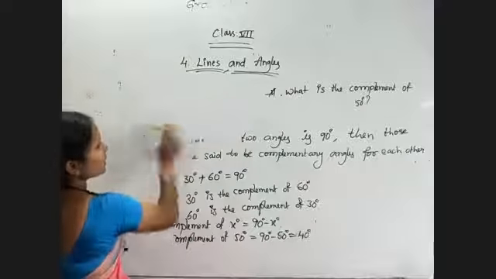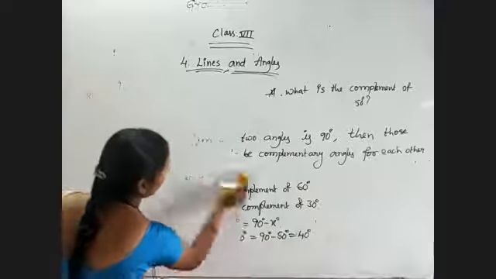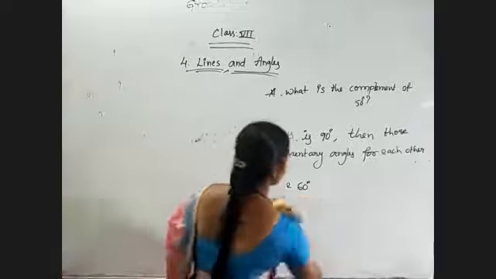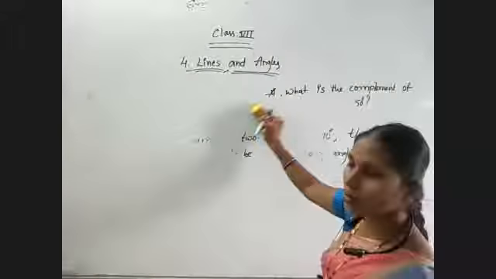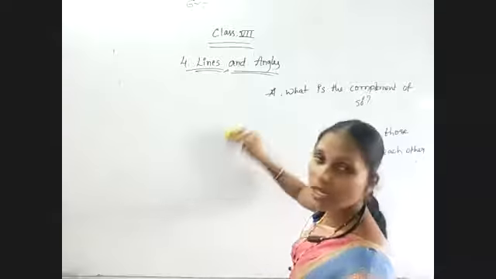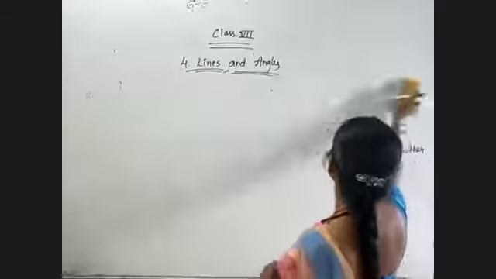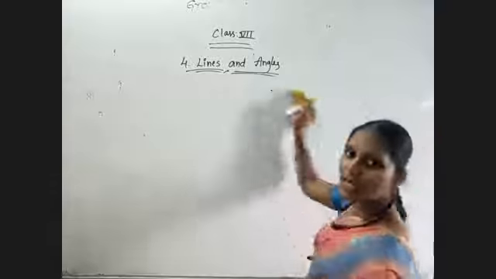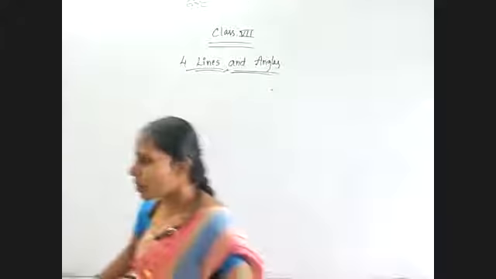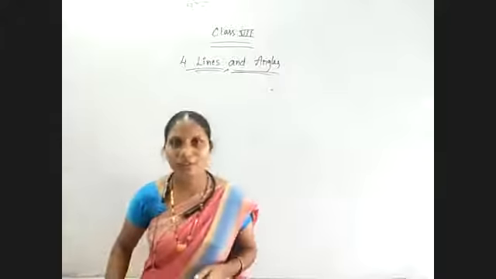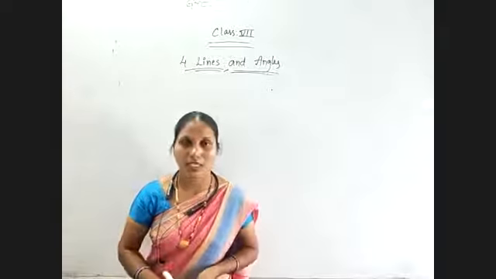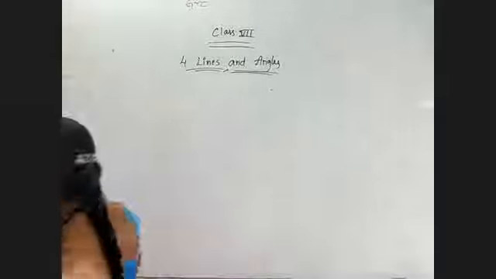Now coming to the exercise problems. Only one thing you need to remember: what are complementary angles? If the sum of two angles is equal to 90, then those are called complementary angles. That's it. What is the complement of 30 degrees? 60. Complement of 45? 45 itself. 45 plus 45, 90.